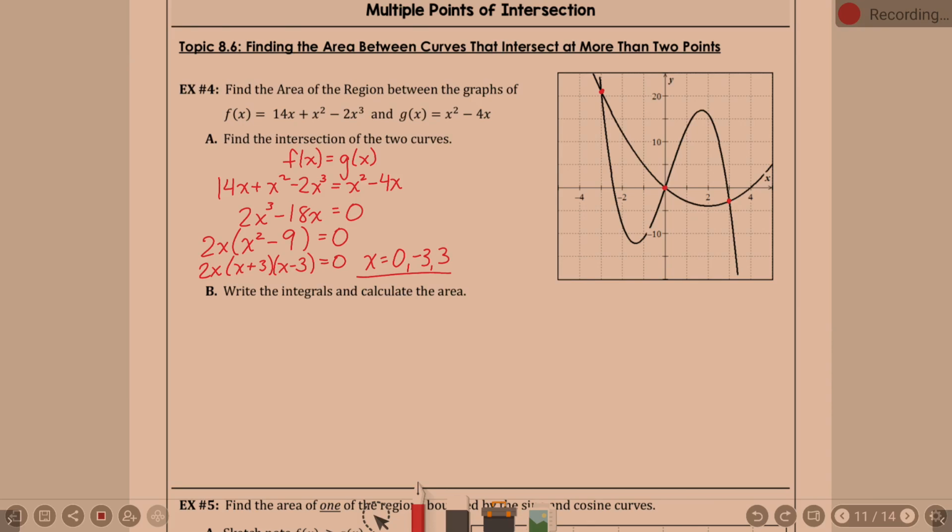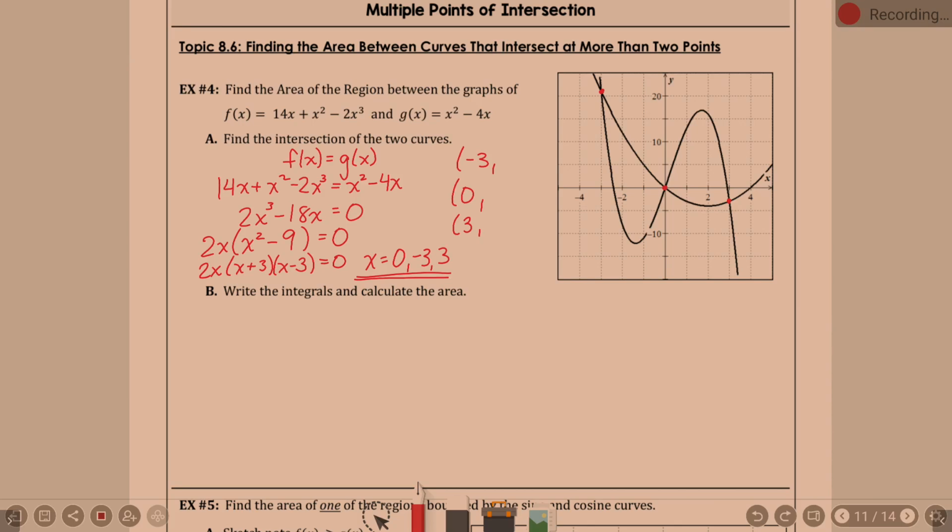Now, in all honesty, technically, does it even look like we needed to find those? You can kind of see them on the graph, but here's the deal, guys. It asks for the intersection of the two curves. I need a little more information. What am I looking for? A point. I'm looking for points. Plug those into the equation. Does it matter which one you plug them into? Nope. So you're taking 0, negative 3, and 3, plugging them into whichever equation makes you happier.